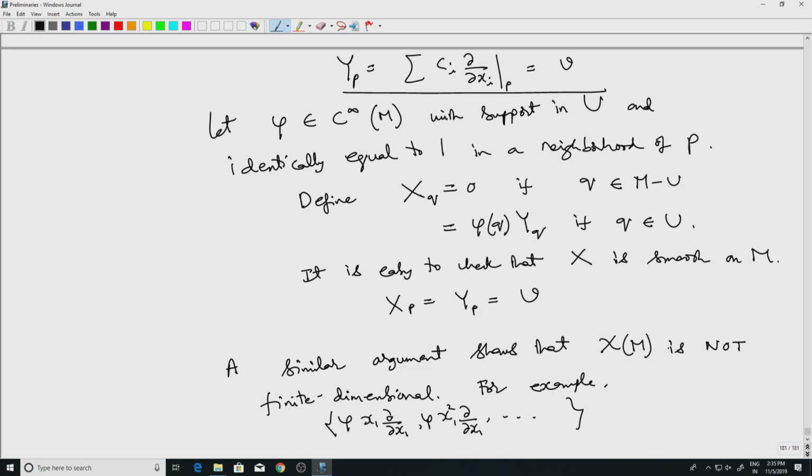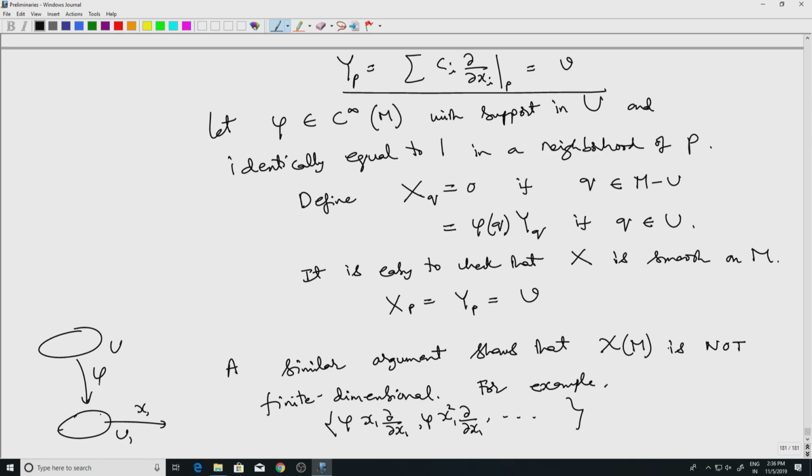And since phi is identically 1 in a small neighborhood of P, in that neighborhood, I just get these vector fields x1 del by del x1, x1 squared del by del x1, etc. Of course, here as usual, when I say x1, what I mean is x1 is a coordinate function on U, not on u1. x1 is defined here, just the first projection. And if I want something on U, as usual, I'll have to compose with the chart.